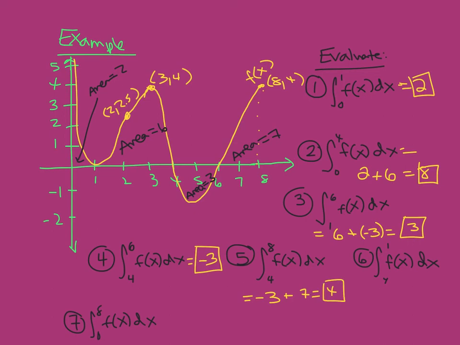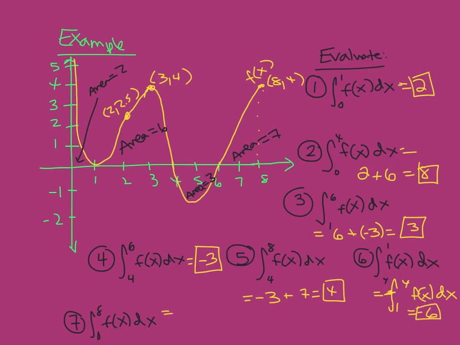Number 6 is one of those ones that I mentioned earlier where you need to change the order. The smaller number needs to be on the bottom. So in order to get the smaller number on the bottom, I am going to make this integral negative. So I get negative integral of f of x dx. We know that the integral from 1 to 4 is the area from 1 to 4, which is 6. So my answer for that is -6.